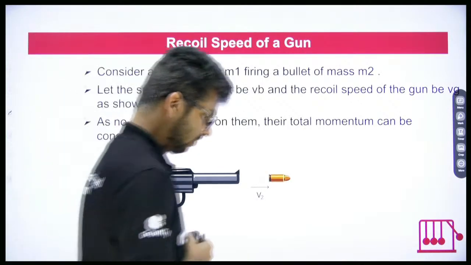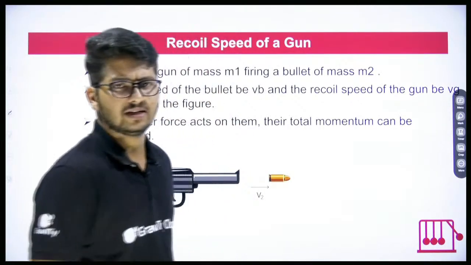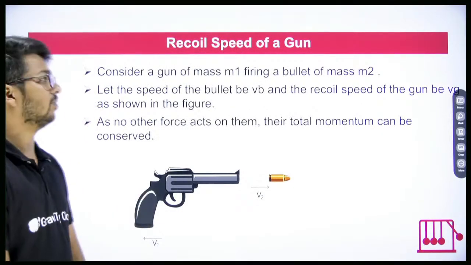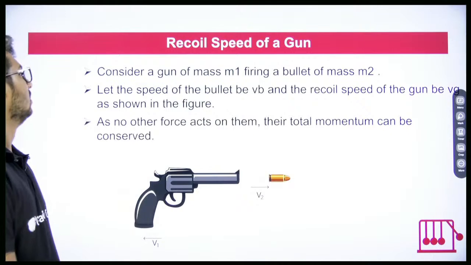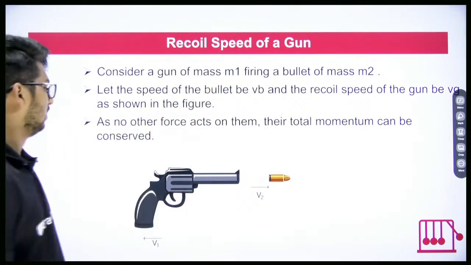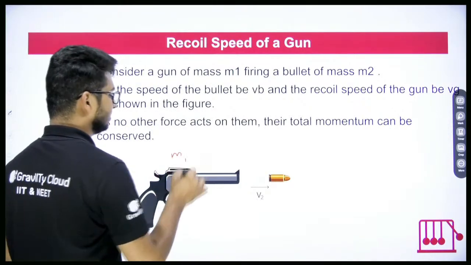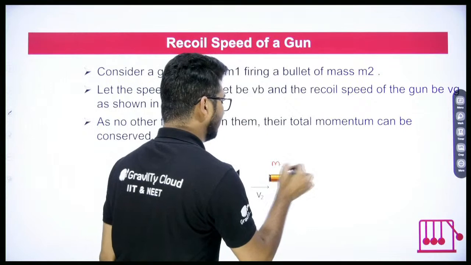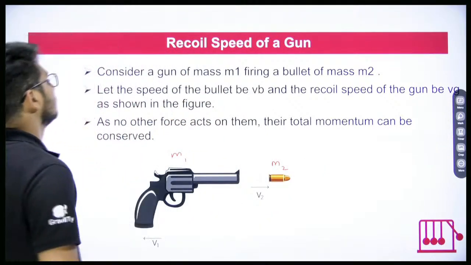Now we'll go into a similar case, and this is completely dependent on what? On the conservation of momentum. Okay. So here you can clearly see, consider a gun of mass m1. Let's say the mass of the gun is m1, firing a bullet of mass m2. Let's say the mass of the bullet is m2.